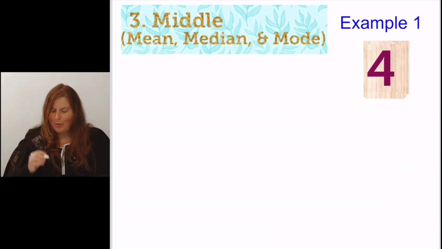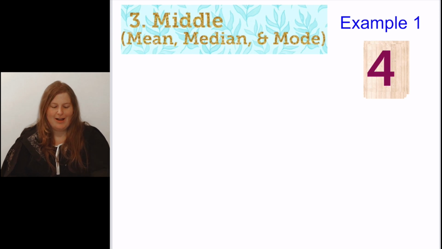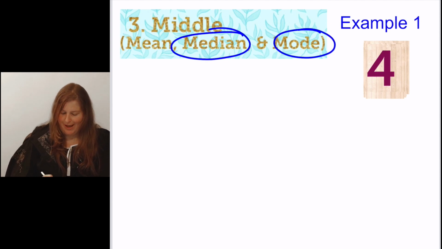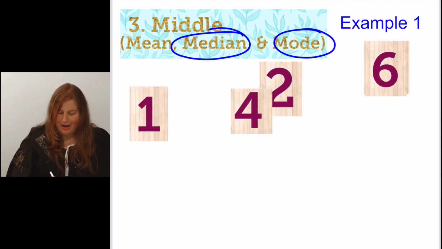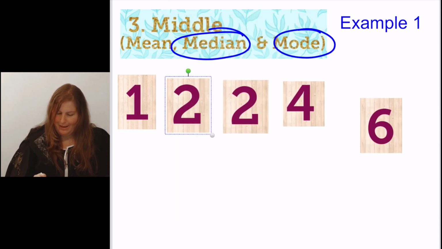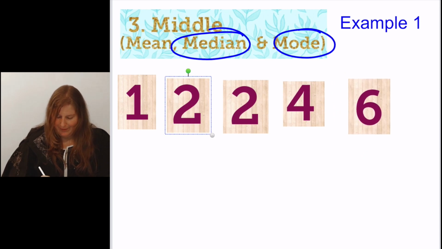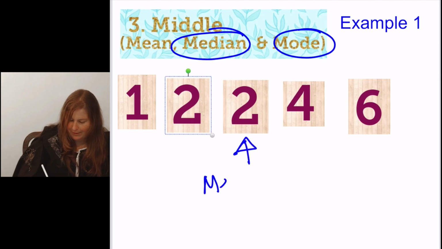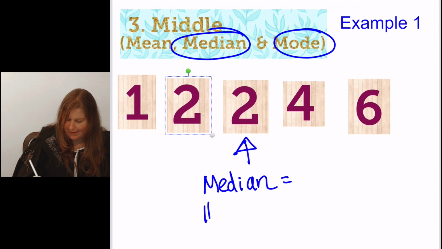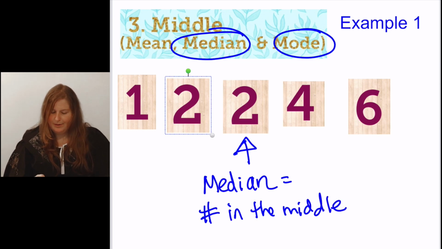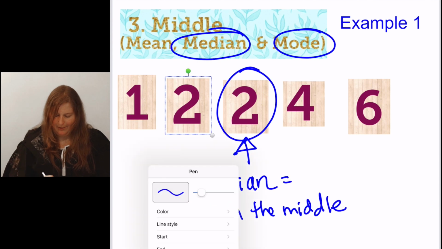We're going to look at example 1, again, where we asked our friends how many of their classes are on Google Classroom. We're actually just going to focus on median and mode on this slide. We're going to start, again, by arranging our numbers in order from least to greatest. And once we've done that, the median is the number in the middle. So I would write this down personally, that the median is equal to the number directly in the middle. So in this example, 2 is the median because it's directly in the middle.